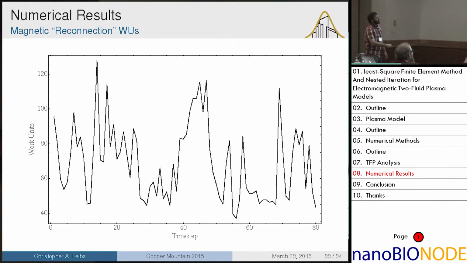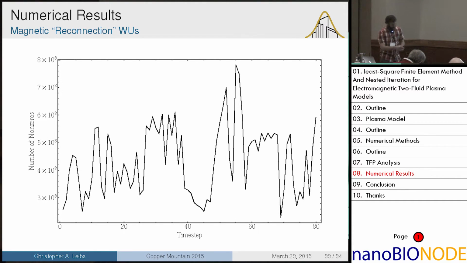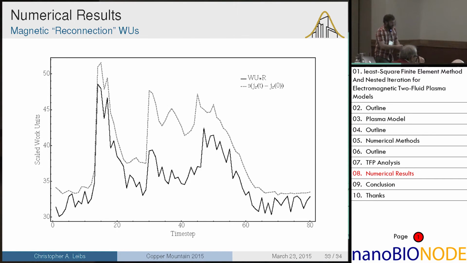This is, for each time step here, how many work units are we taking? And you see it jumps all around. It starts maybe at 90, drops down to something pretty low when there's not much action, then jumps back up. It's a little bit noisy, and it's hard to see in this plot what's really happening. So if you look at the number of non-zeros at each time step, which of course is different because we're using this adaptively refined nested iteration, we end up with a different number of non-zeros on each time step. So what I did is take the largest one and normalize all of the work units to that instead, and this is what you see.